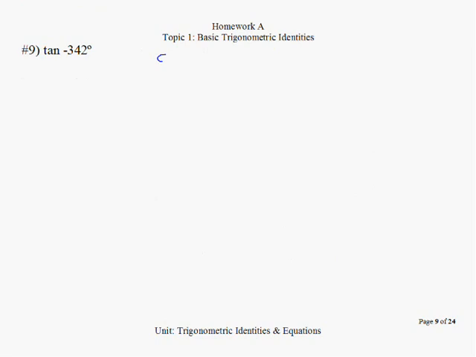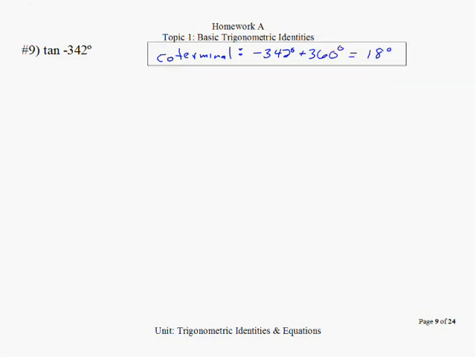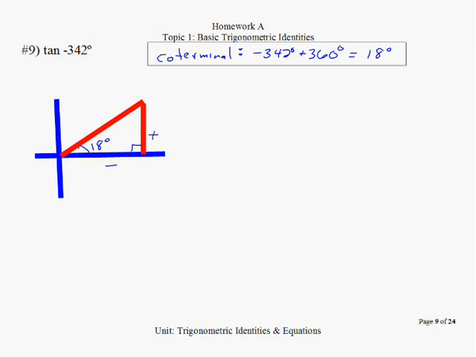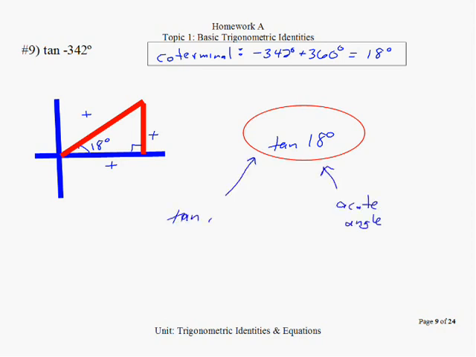Number 9, tangent of negative 342. I suggest finding a coterminal angle, although you don't have to. If you add 360, you're going to get 18 degrees. That's in quadrant 1. Quadrant 1, x, y, and r are all positive. Our reference angle is 18 degrees, and it's positive, because in quadrant 1, tangent's positive.